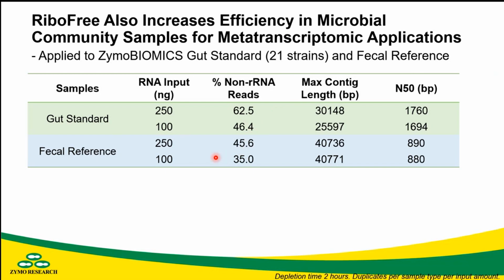And similarly, for the fecal reference, we are also reaching close to 50% when we use 250, the maximum input our kit allows, or still very good, close to 40% of useful reads. That is more than 1/3 of your library raw reads, even when you use 100 nanogram of RNA. That is in the middle ground of our input range. We still have over 10 kb, so we are in the double-digit kb contig length using short read library data to do reference-free de novo assembly.